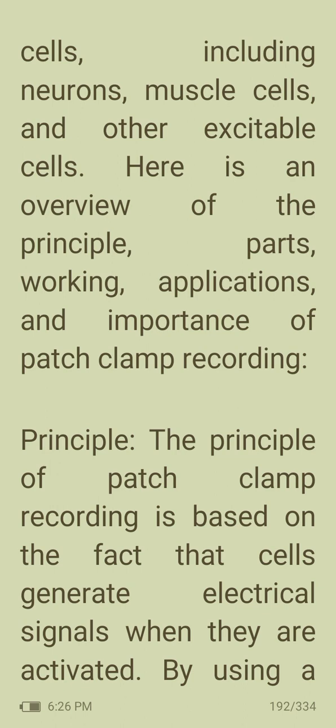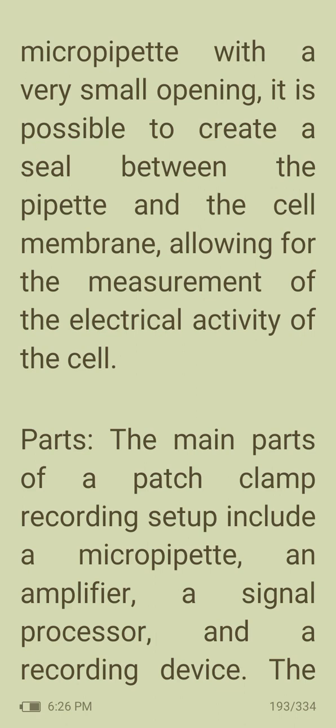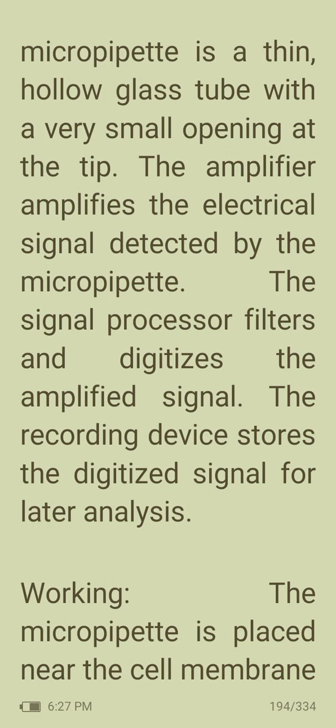The principle of patch clamp recording is based on the fact that cells generate electrical signals when they are activated. By using a micropipette with a very small opening, it is possible to create a seal between the pipette and the cell membrane, allowing for the measurement of the electrical activity of the cell. The main parts of a patch clamp recording setup include a micropipette, an amplifier, a signal processor, and a recording device. The micropipette is a thin hollow glass tube with a very small opening at the tip.